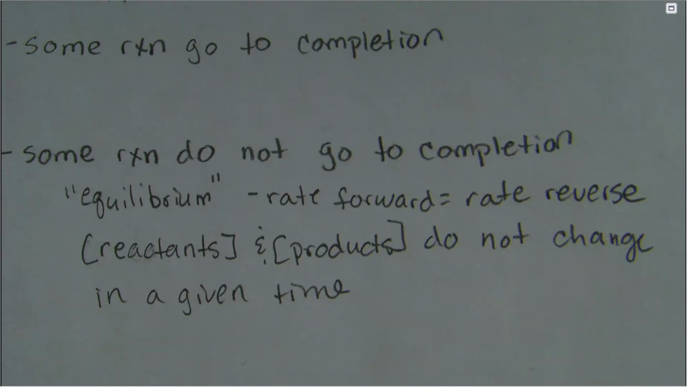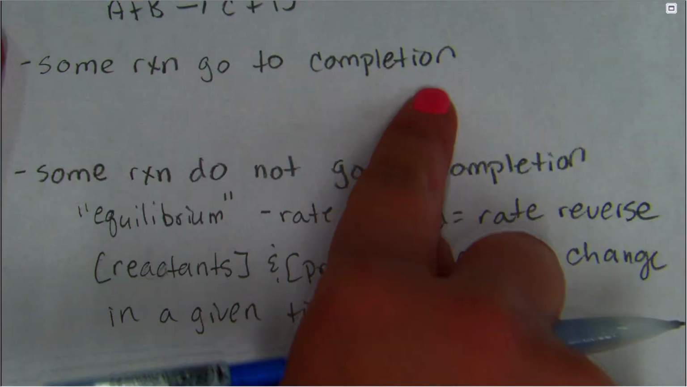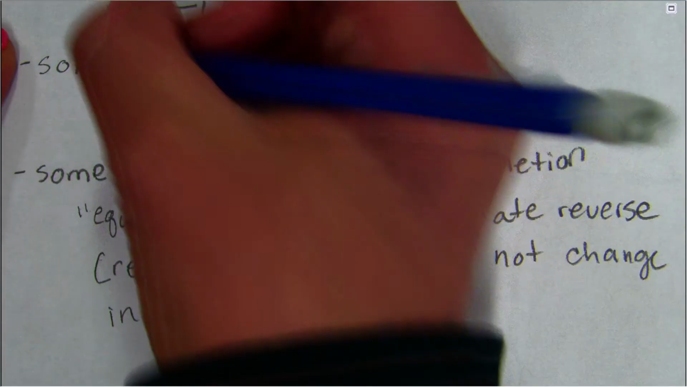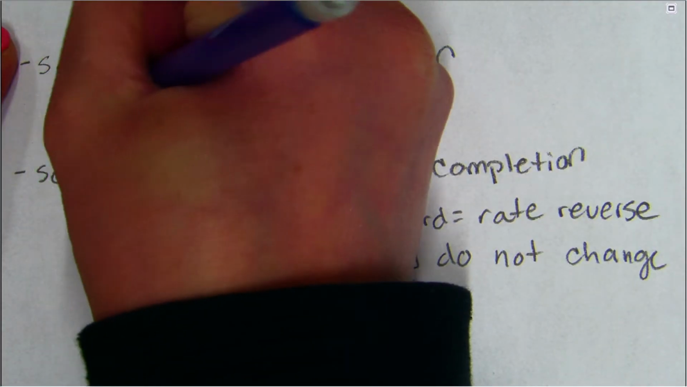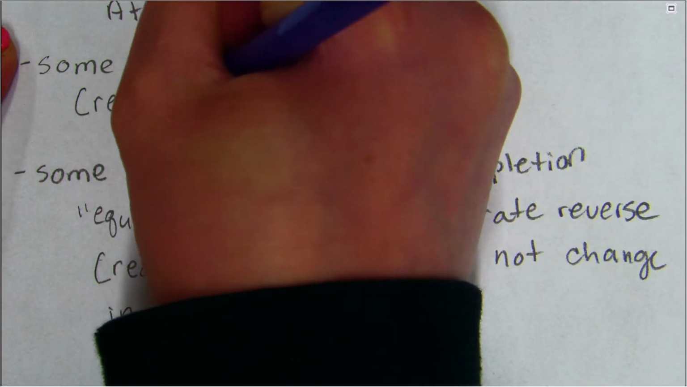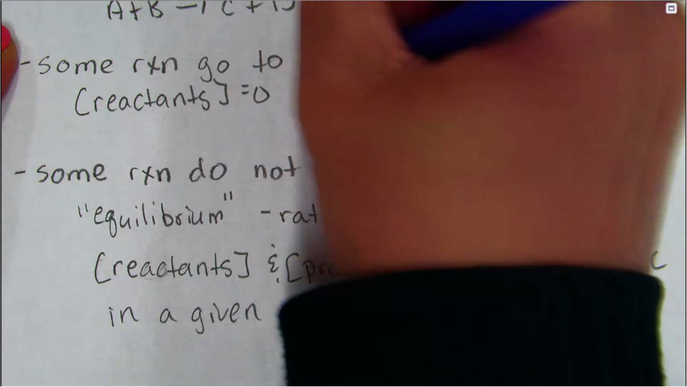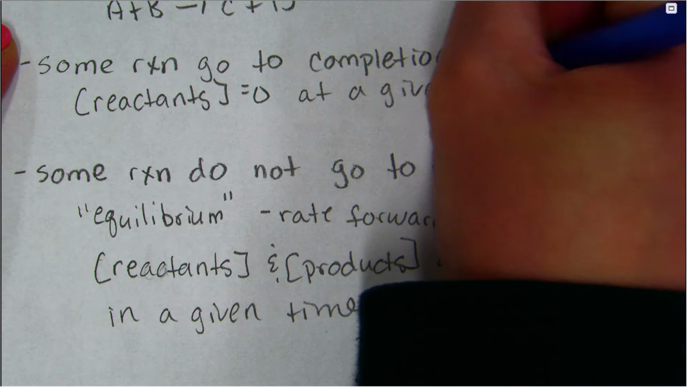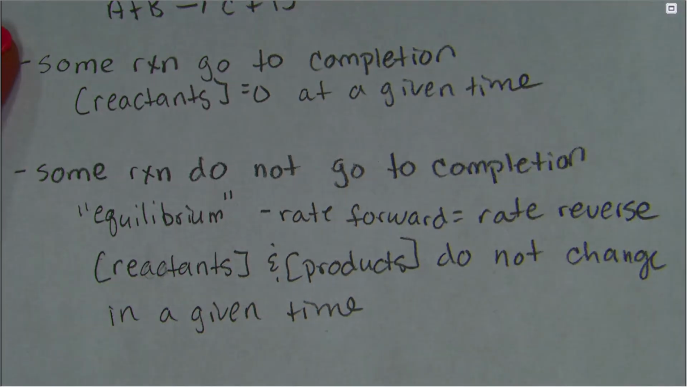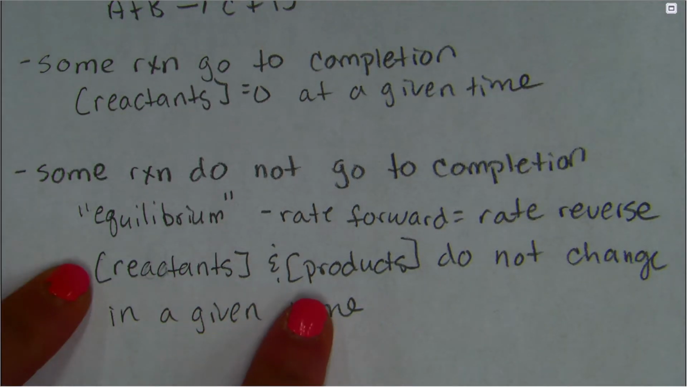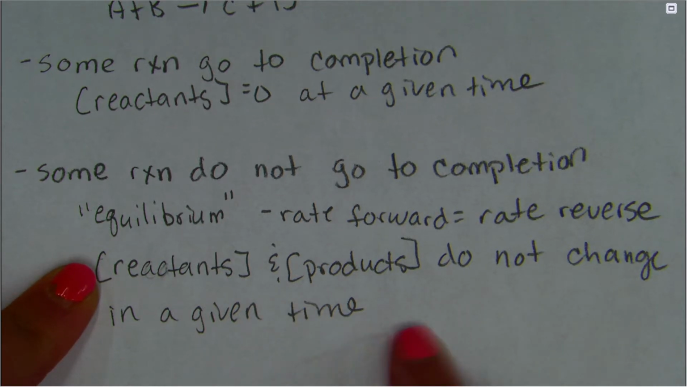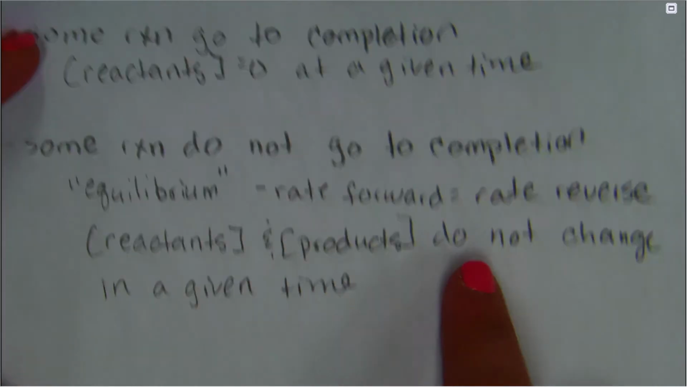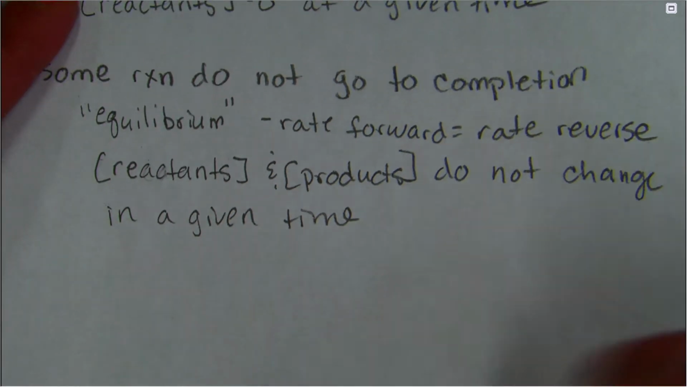If a reaction goes to completion, we know that our concentration of our reactants is going to equal 0 at a given time. If we do not go to completion, we reach equilibrium where reactant and product concentrations do not change. So we can look at a graph here.